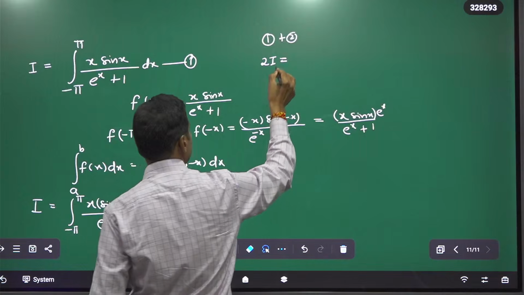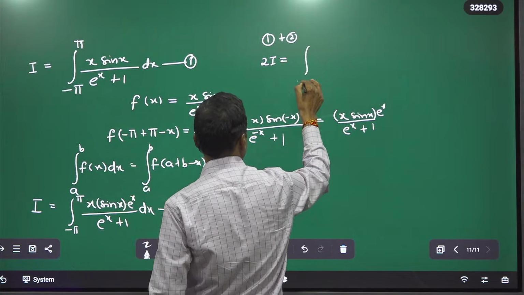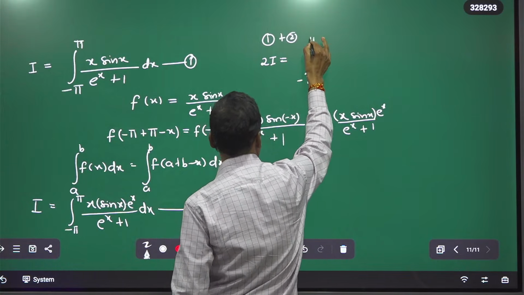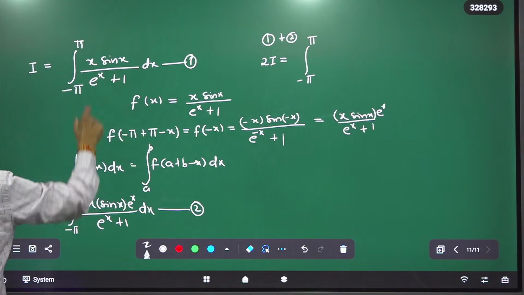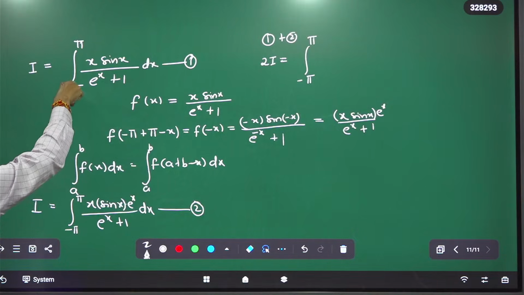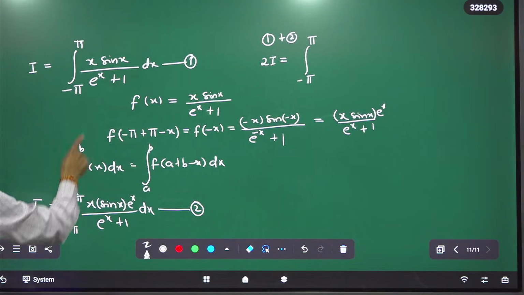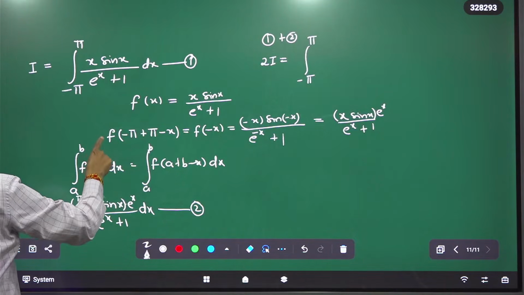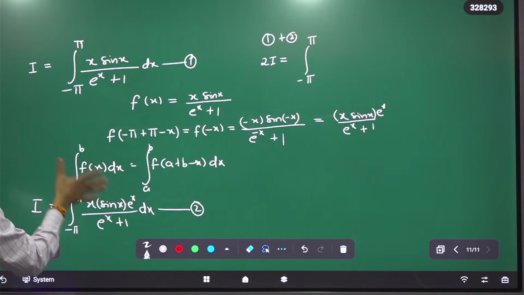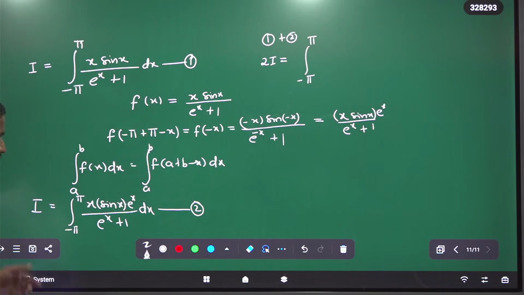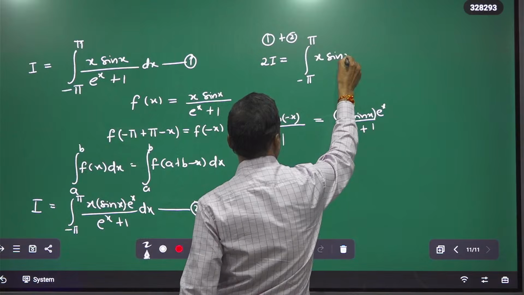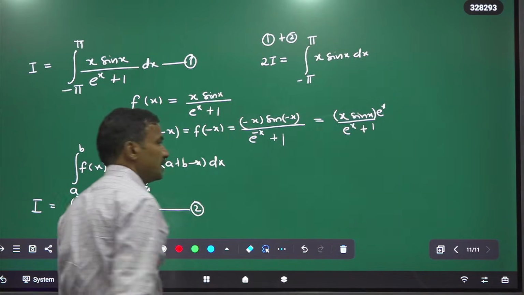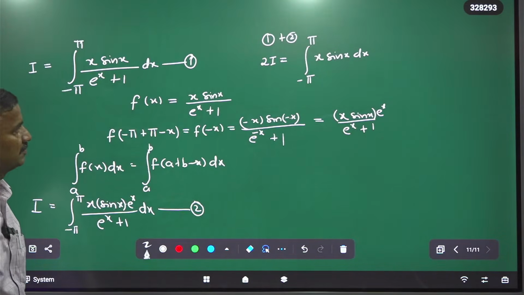the integral of minus pi to pi. We have to add these two functions under the same integral with the same limits. x sin x is common, then it becomes e power x plus 1 in the numerator. The denominator is also e power x plus 1 for both the terms. Therefore, they get cancelled and we simply get x sin x dx.